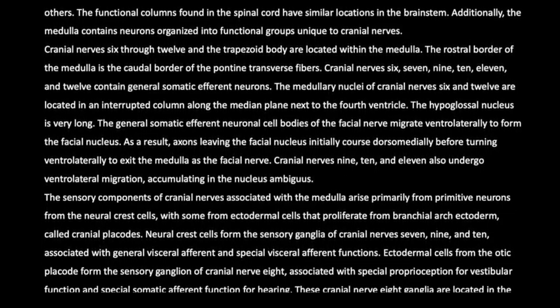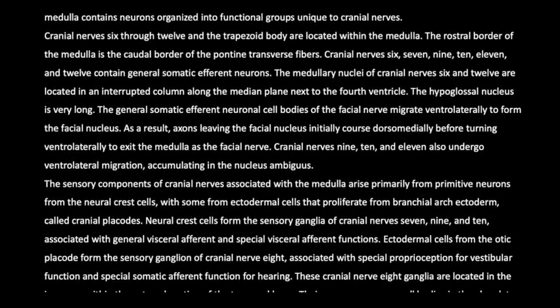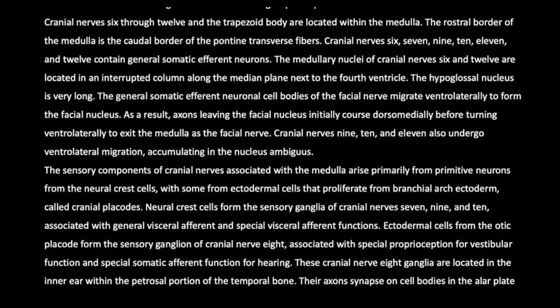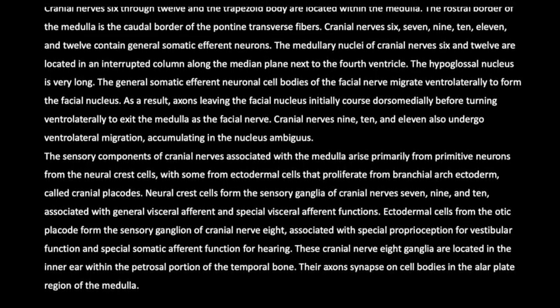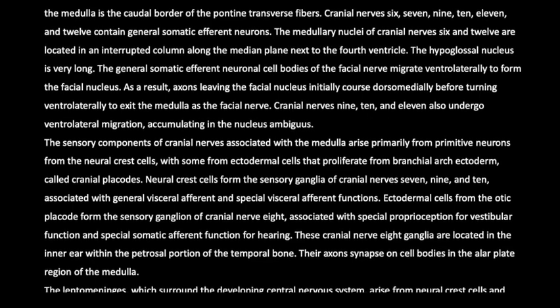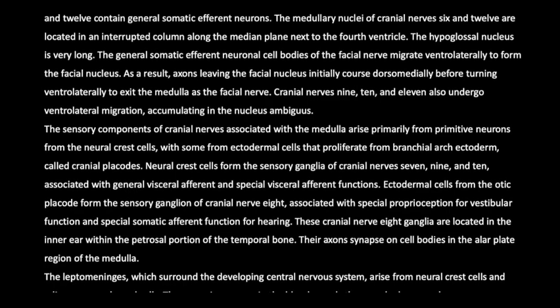The general somatic efferent neuronal cell bodies of the facial nerve migrate ventrolaterally to form the facial nucleus. As a result, axons leaving the facial nucleus initially course dorsomedially before turning ventrolaterally to exit the medulla as the facial nerve. Cranial nerves 9, 10, and 11 also undergo ventrolateral migration, accumulating in the nucleus ambiguus.